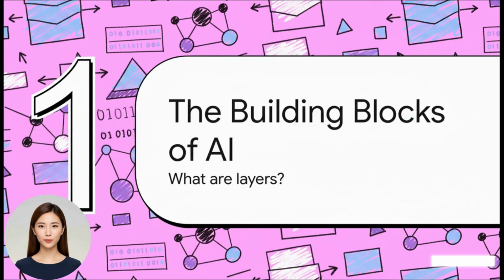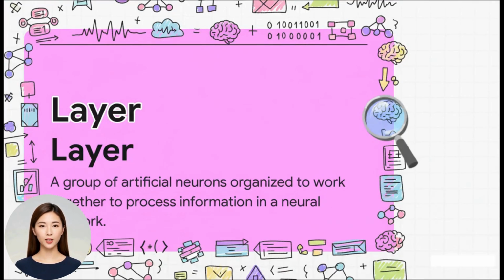Okay, let's kick things off with the absolute basics, the building blocks of AI. To get anywhere, we've got to answer one simple question first. What in the world is a layer? In the simplest terms, a layer is just a group of artificial neurons that are all working together on the same team. Think of them like a row of tiny, specialized calculators, all crunching numbers on one part of a problem before passing their answers to the next row of calculators in line.